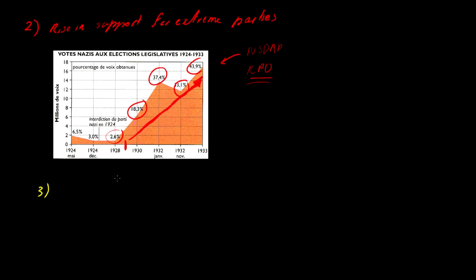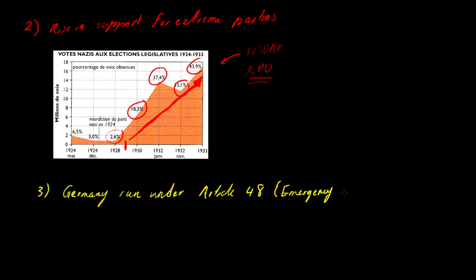We also have Germany run by the president using Article 48. Germany run, I'll just say, under Article 48. Article 48 is synonymous with emergency powers. The president can run the country how he wants without consulting the Reichstag. So the president is allowed to exercise his emergency powers without prior consultation of the Reichstag.